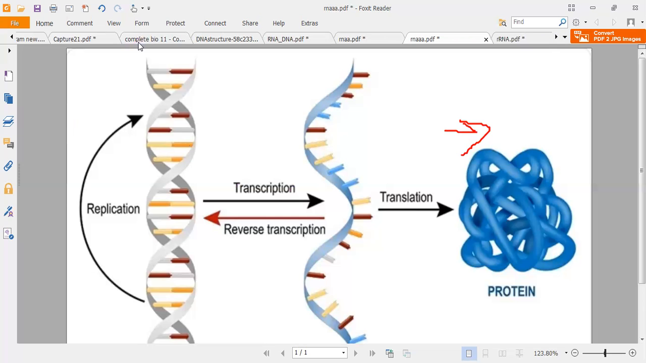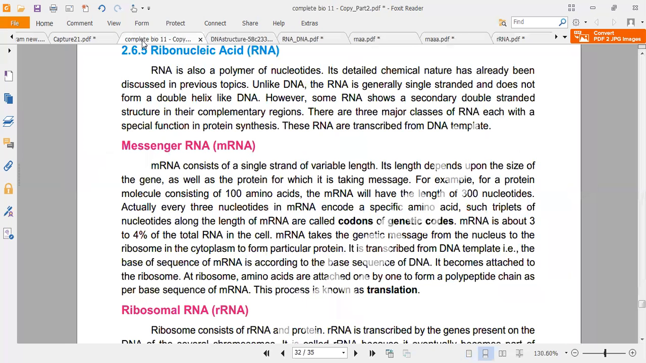Okay, so let's get started about RNA. RNA is actually a polymer of nucleotides, as we have seen here. It is a single helical structure, and in place of the H group present at carbon number 2 in deoxyribonucleic acid, it has an OH group at carbon number 2 in ribonucleic acid.